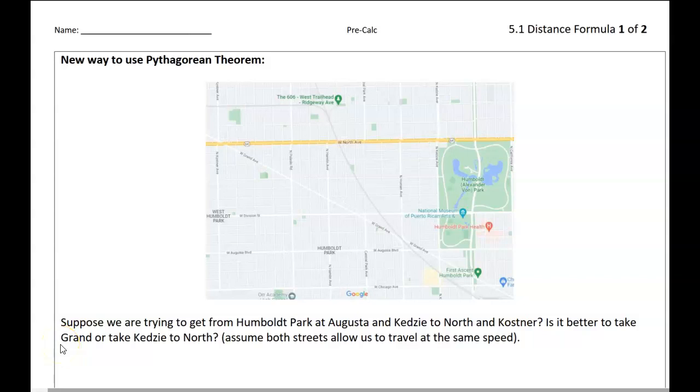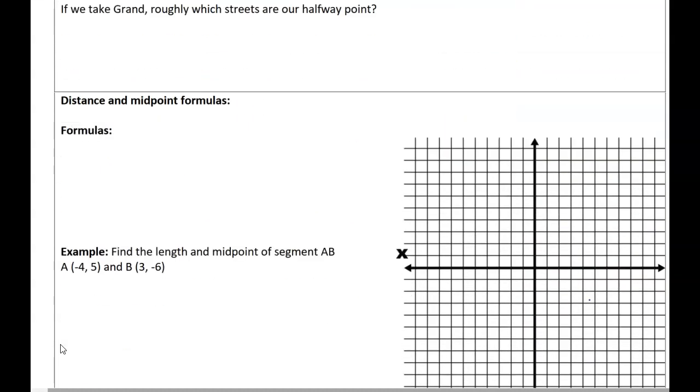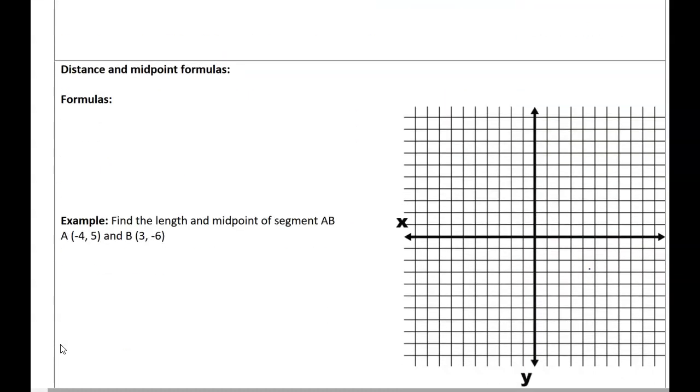So we're building towards a way to study circles on the coordinate plane. But to start, we're just going to look at some new ways to use familiar formulas. So really, we're just using the Pythagorean theorem on the coordinate plane here, and maybe we're going to find a way to simplify it a little bit.